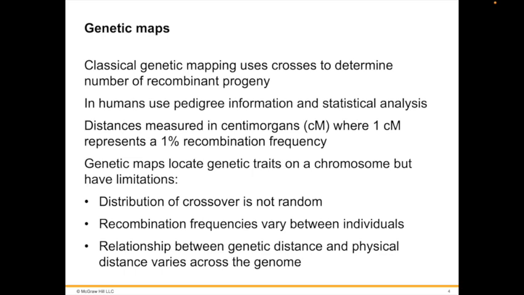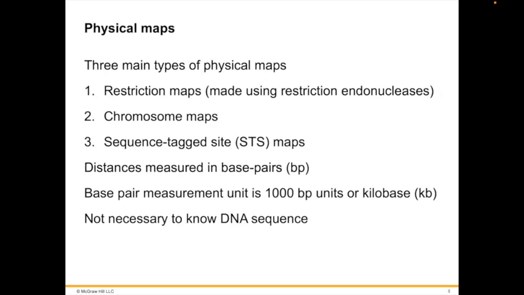Classical genetic mapping uses crosses to determine the number of recombinant progeny. In humans, we use pedigree information and statistical analysis. Distances are measured in centimorgans, where 1 centimorgan represents a 1% recombination frequency. Genetic maps locate genetic traits on a chromosome, but have limitations. The distribution of crossover is not random. Recombination frequencies vary between individuals, and the relationship between genetic distance and physical distance varies across the genome.